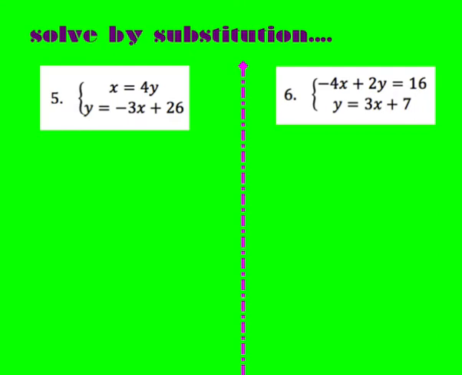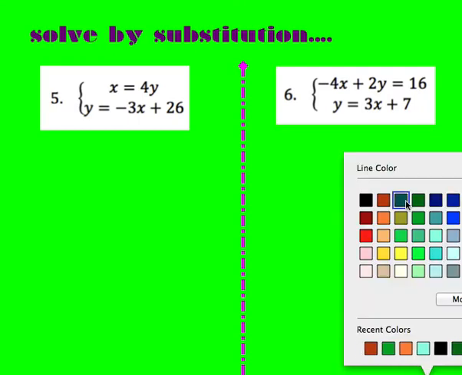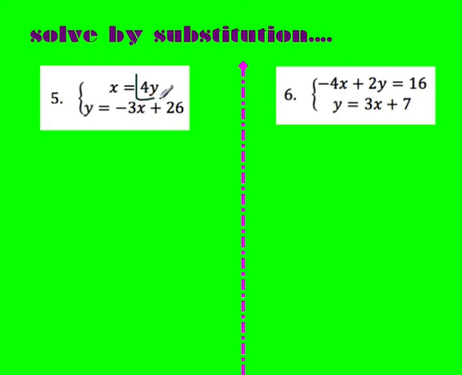All right, let's keep going. Let's take a look at number 5. We're just going to get through as many of these as we can. Okay, so I know that x is equal to 4y. So x is equal to 4y. So where I see x down here, I could take it out.